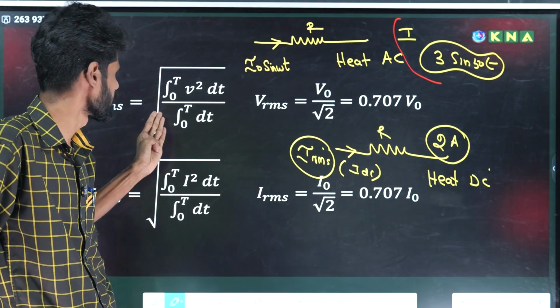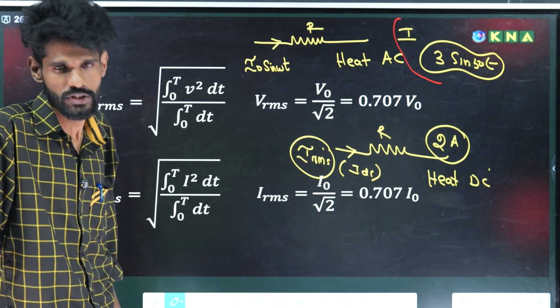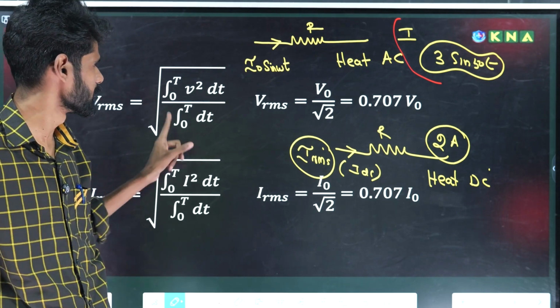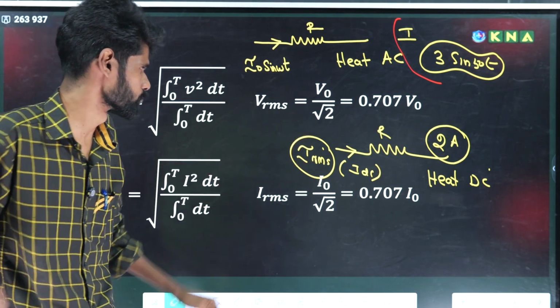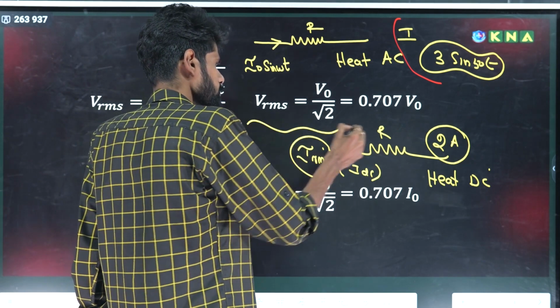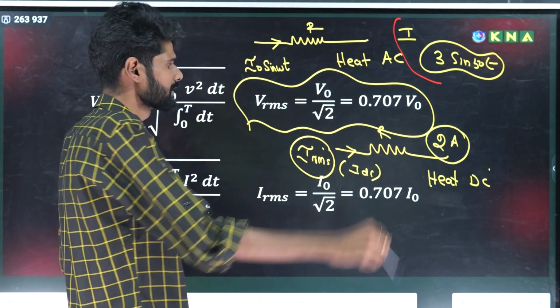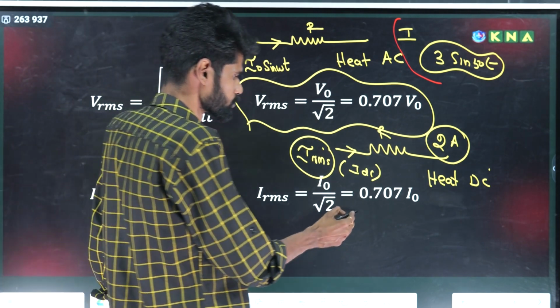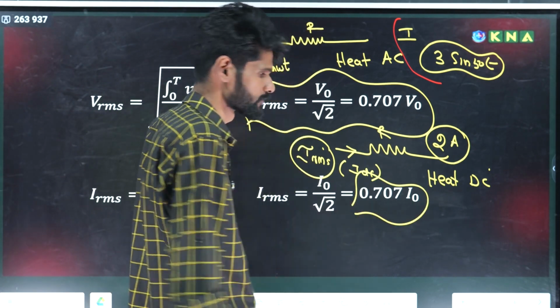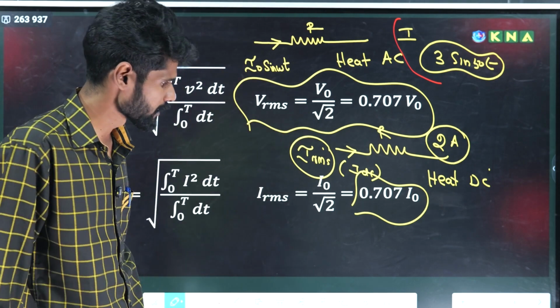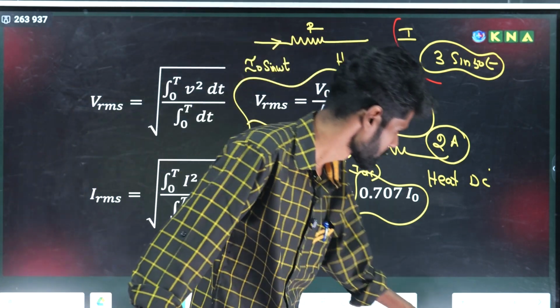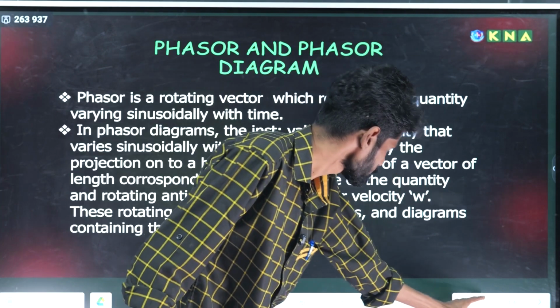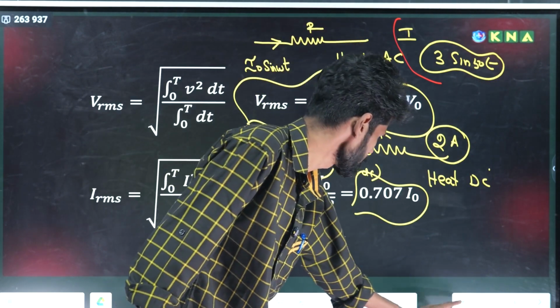So this is the mathematical method: root of the integral from 0 to T of v squared dt divided by the integral from 0 to T of dt. V RMS is V naught by root 2. So if the peak value is given, the RMS value of AC is mathematically V naught divided by root 2, and for current I naught by root 2, that is equal to 0.707 I naught. These are the RMS values of AC. So the RMS value of AC is equal to the peak value divided by root 2.